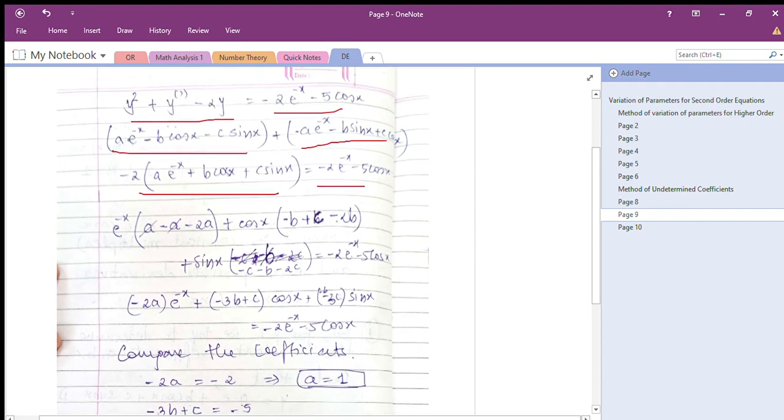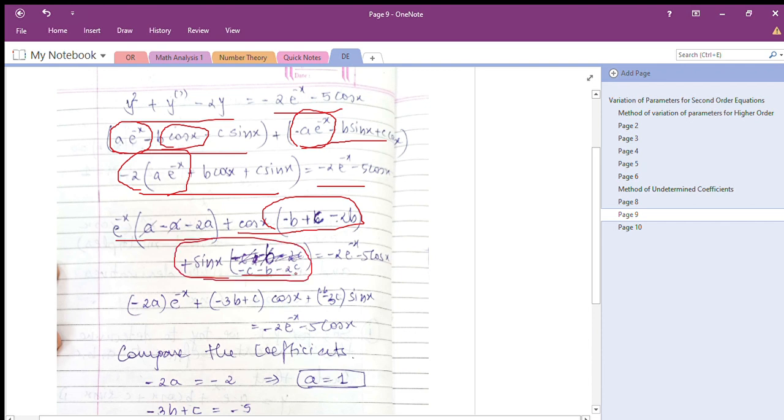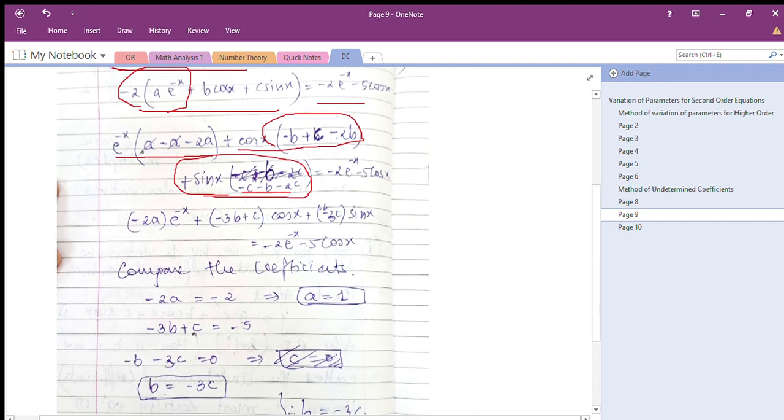Now take e raised to minus x common. This is the first term, this is the second, and this is the third term we have with e raised to minus x as a multiple. Now take cos x common, you will get this term. Now take sin x common, you will get this term. After simplifying, you will get minus 2a e raised to minus x, then this term into cos x, then this term into sin x is equal to this RHS.